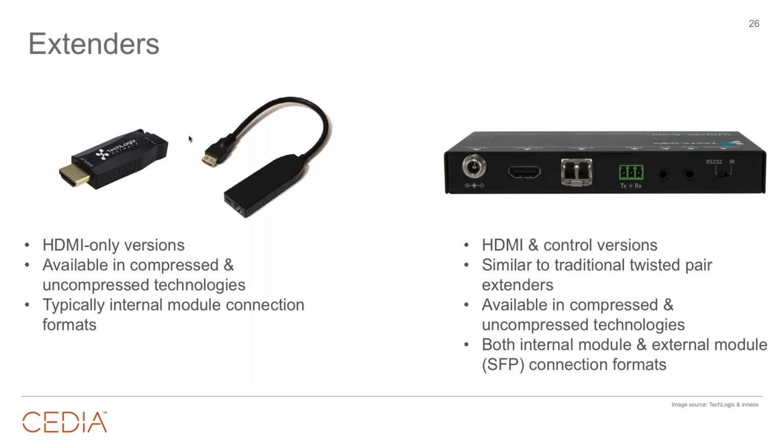AV extenders are available in a lot of different formats. You can get HDMI only versions. These are available from a handful of manufacturers, though it's a fairly exclusive club right now. Not a lot of manufacturers are offering HDMI over fiber electronics. I expect you will see that change, especially since we are seeing the 8K displays and sources starting to hit the market.